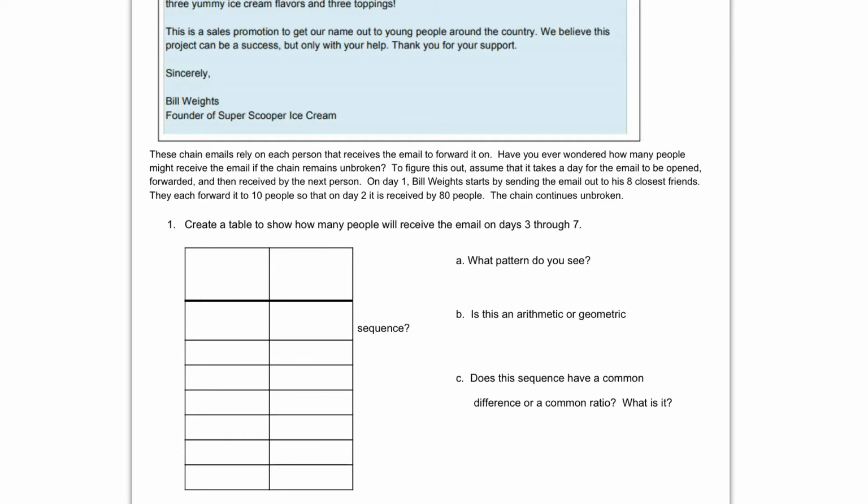Now that you've read everything above, question number 1 asks us to create a table to show how many people will receive the email on days 3 through 7. So in order to create a table, first we need to recognize what our variables are. Our first column here should represent the independent variable, the thing that's going to happen on its own. In this case, we're talking about number of days that are passing by. So we can label our independent variable as number of days.